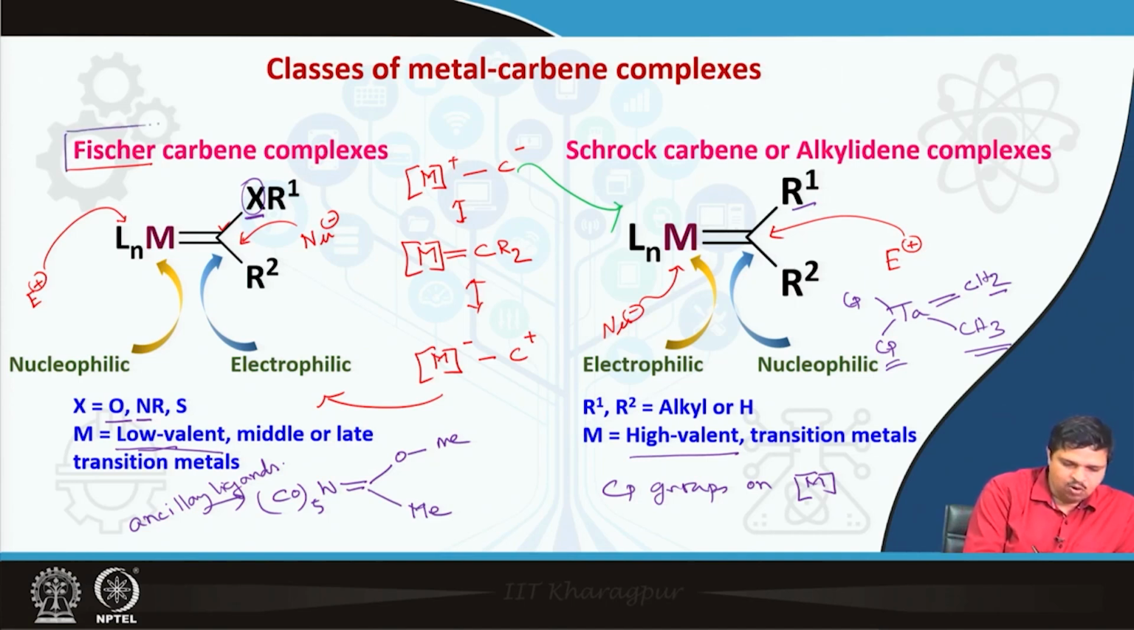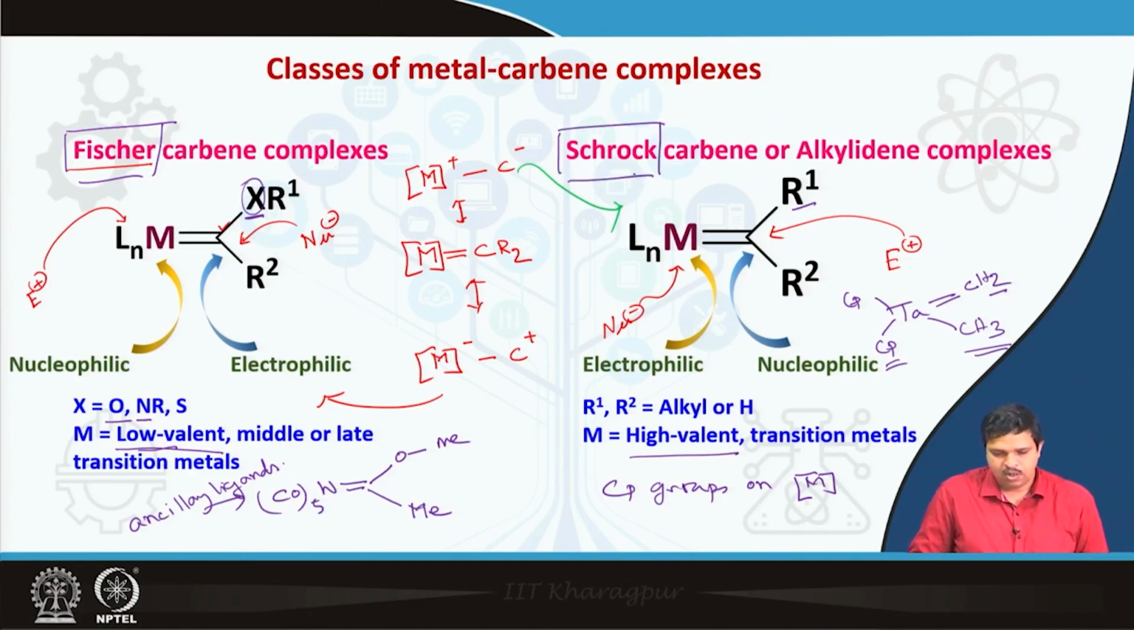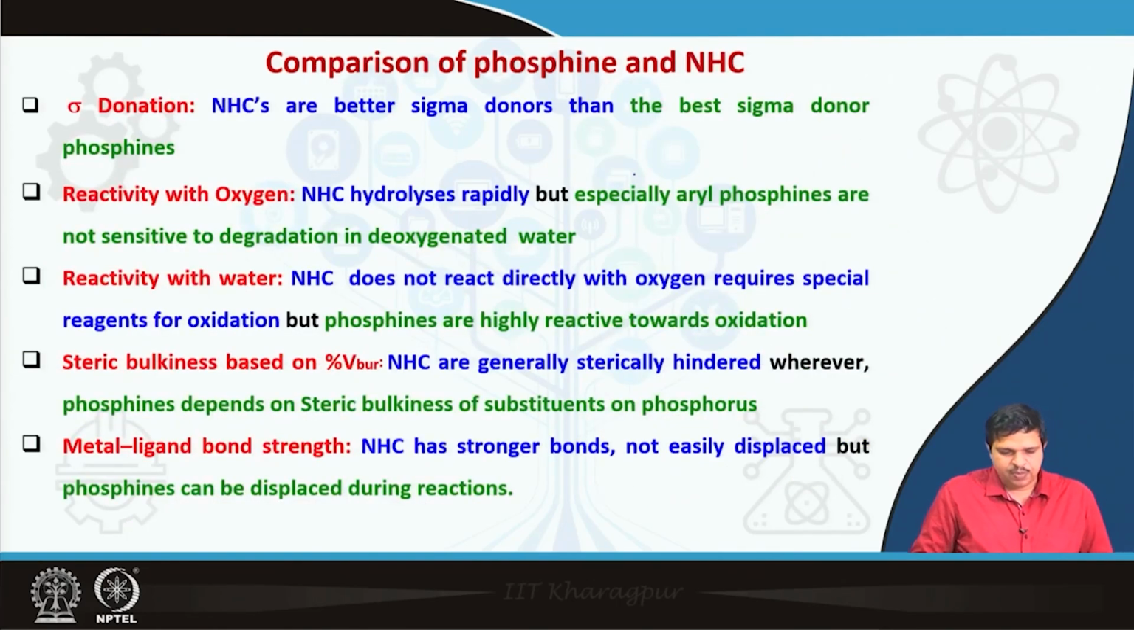So the basic structure of the Fischer carbene and the Schrock carbene. You understand the basic difference. It looks like a simple model, in both cases a metal-carbon double bond, but the electronic properties are just reverse and very much different: one is M delta plus and the other is M delta minus. Okay, fine. So this is before going into more depth.